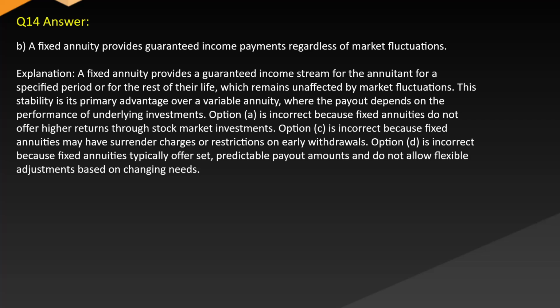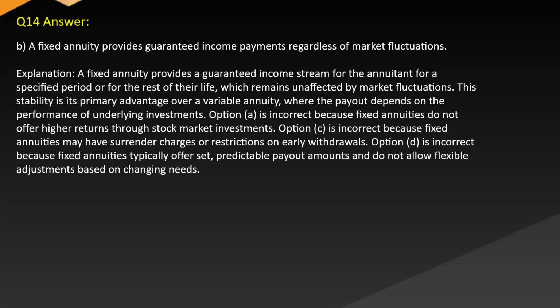Option A is incorrect because fixed annuities do not offer higher returns compared to stock market investments. Option C is incorrect because fixed annuities may have surrender charges or restrictions on early withdrawals. Option D is incorrect because fixed annuities typically offer set, predictable payout amounts and do not allow flexible adjustments based on changing needs.